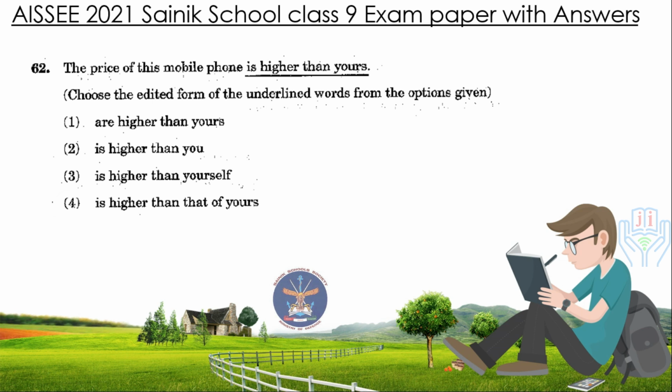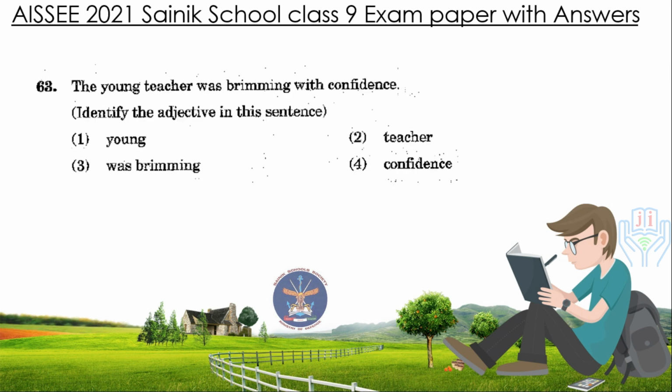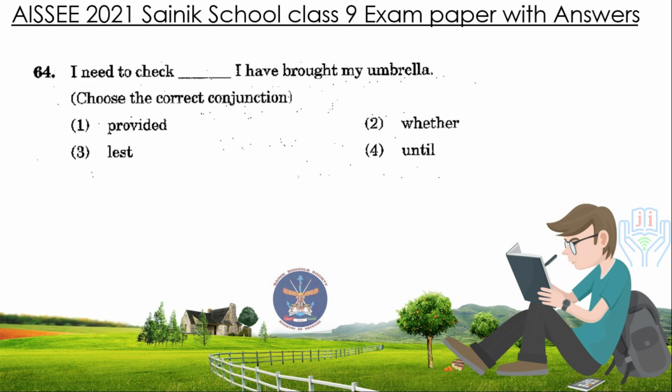The price of this mobile phone is higher than that of yours. The young teacher was brimming with confidence. Identify the adjective in this sentence. Young. I need to check dash I have brought my umbrella. Choose the correct conjunction. I need to check whether I have brought my umbrella.